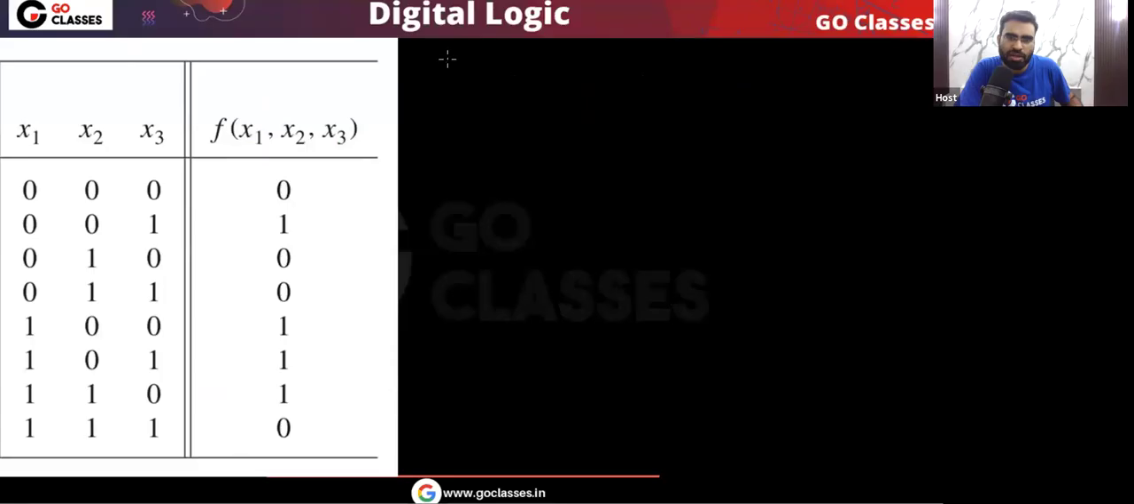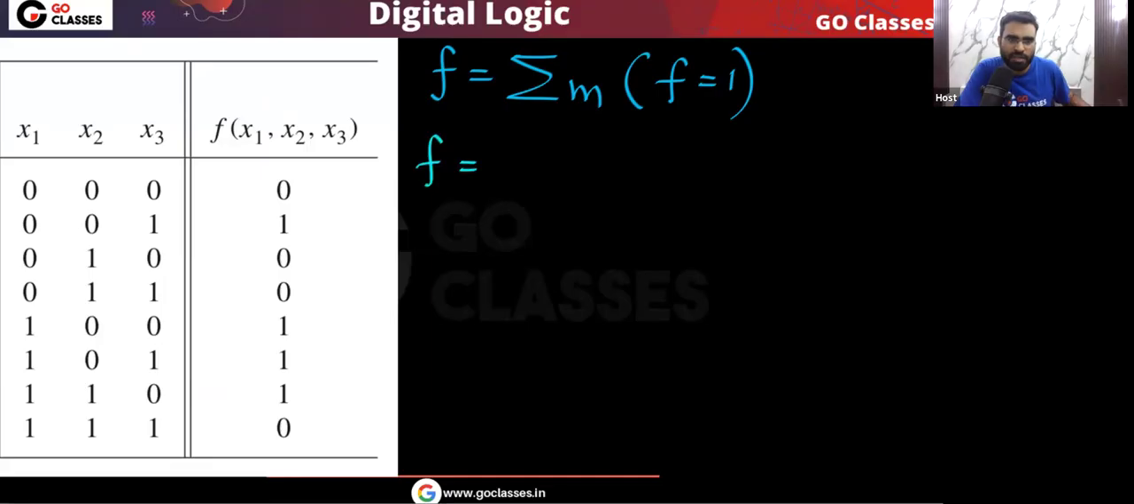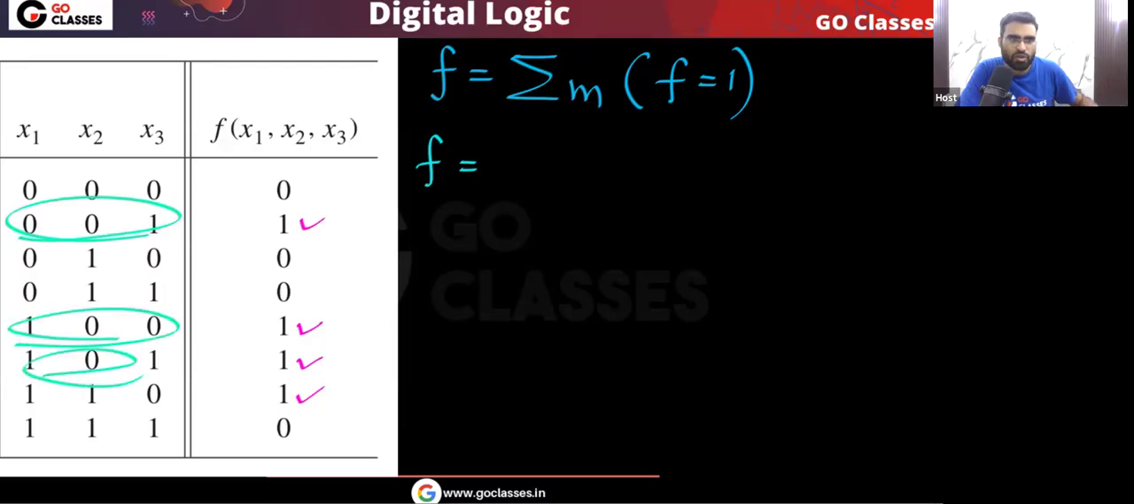You already know that every function I can write as a sum of minterms. Basically, to write the expression of this function, I can do a summation of those minterms where the function value is equal to 1. So this function f I can write as a sum of minterms where the function value is 1. You can see here function value 1, function value 1, function value 1, function value 1. So I can express this function as a summation of these minterms.